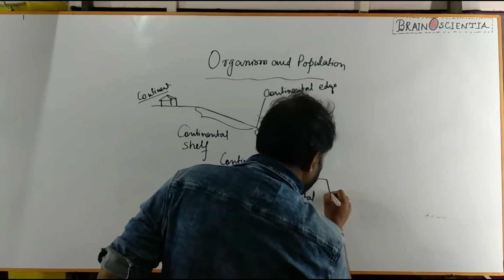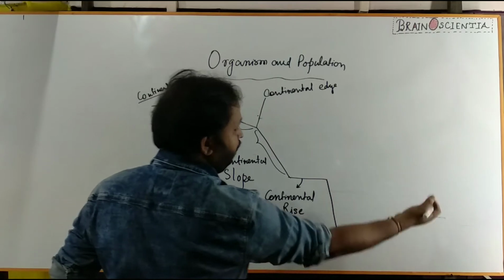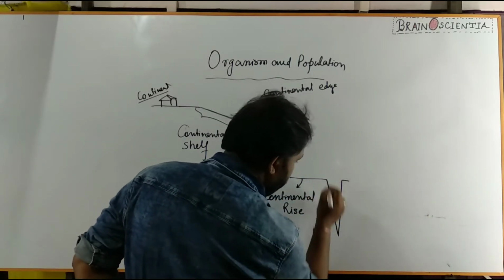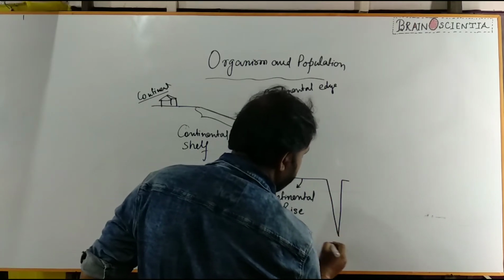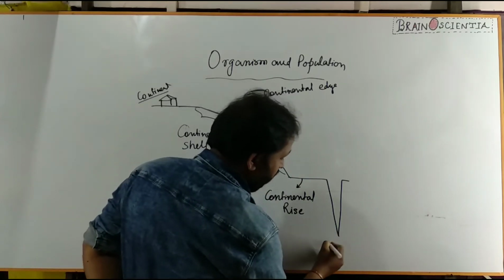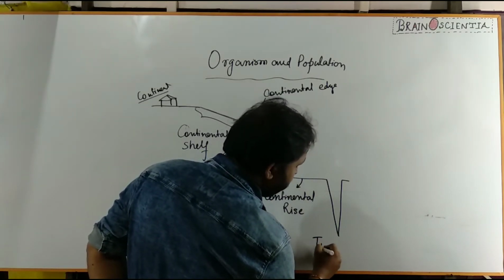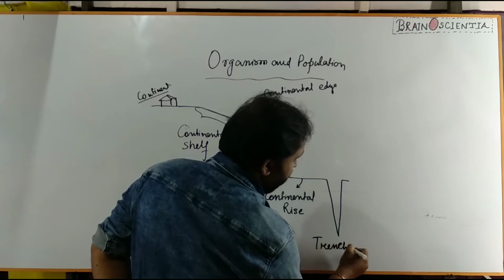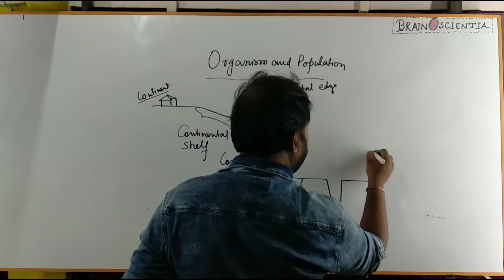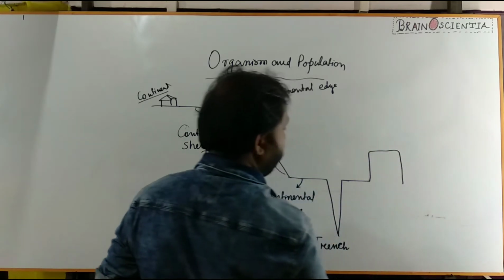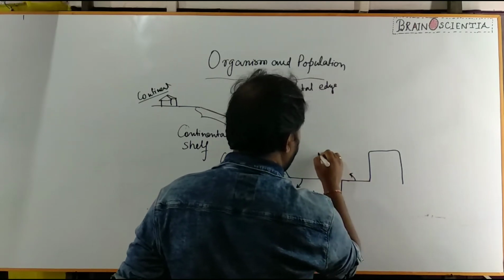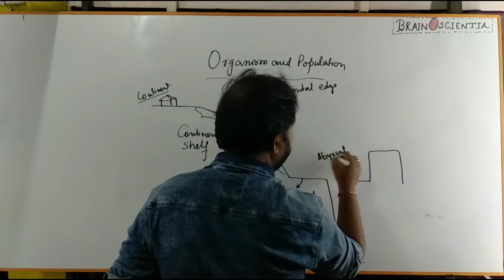Then there is a deep trench, a deeper region of the earth. You know, there is the Mariana Trench, which is the deepest part of the earth's crust. Then it is followed by a plain region. This plain region is called the abyssal plain.